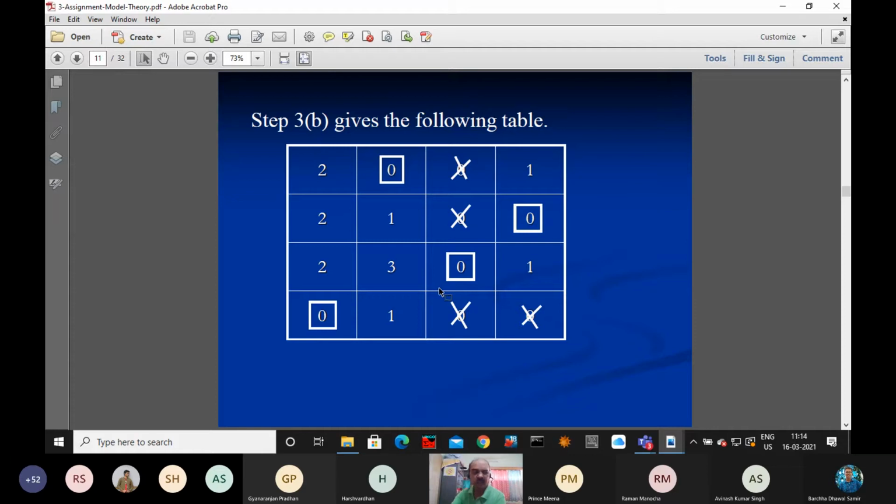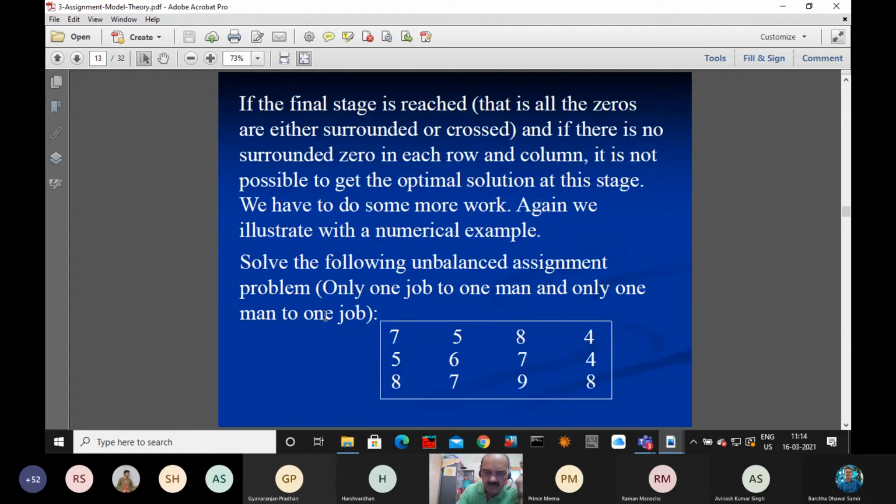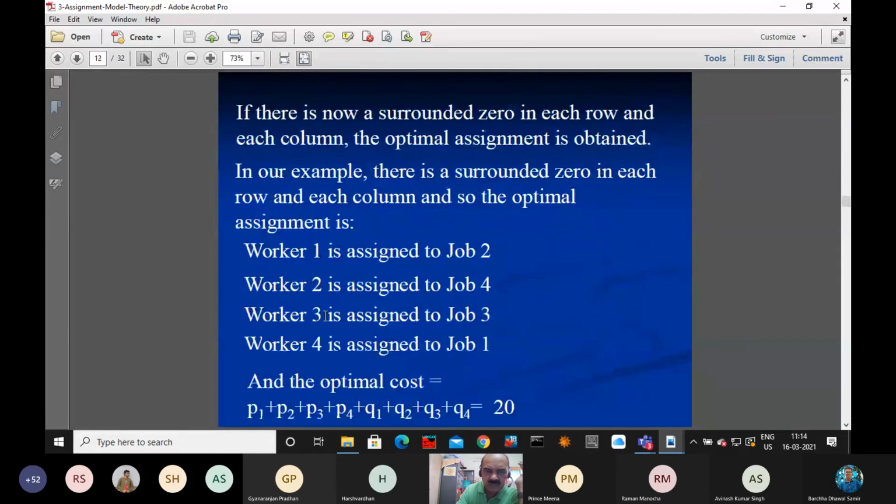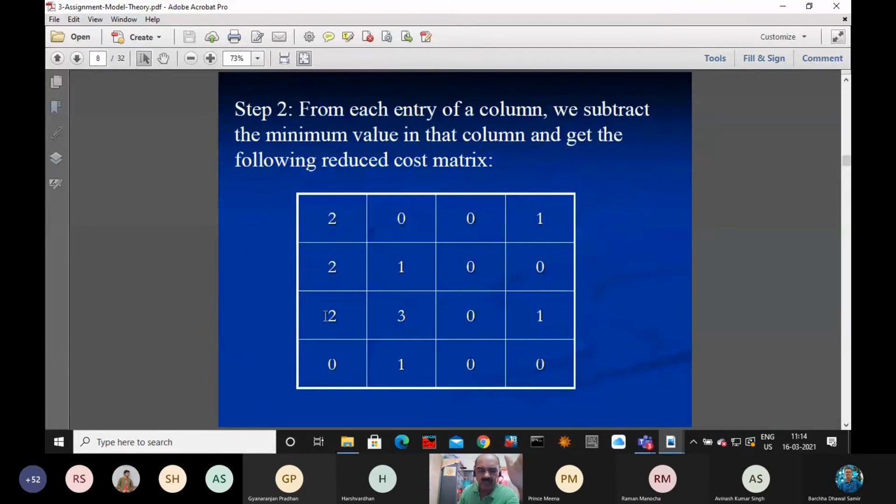Third we have already assigned. Now the fourth row has one 0, so we have assigned that. Here we like to discuss again. For everybody, I'm saying this is the reduced cost matrix. We are following the steps of this algorithm in this manner.